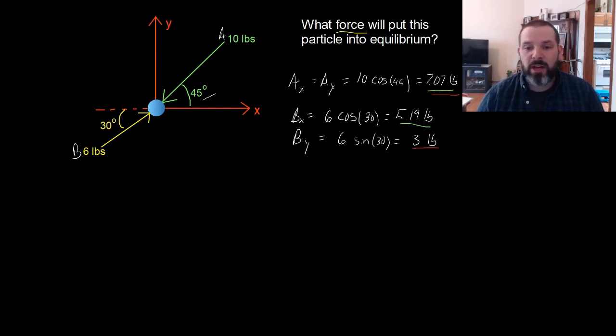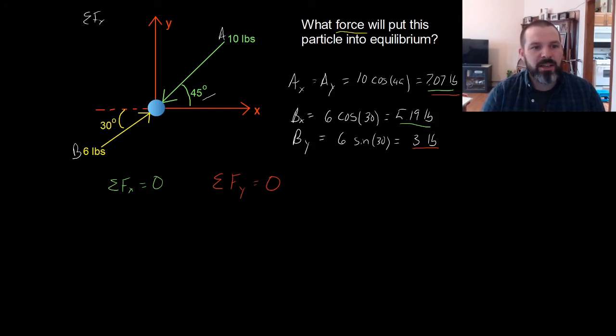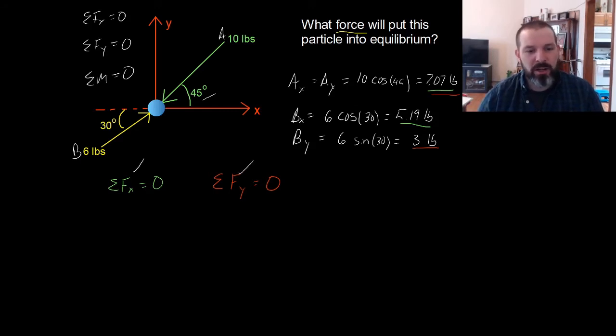So we can write two equations of equilibrium. We can say sum of forces in the x direction must equal 0. We can say sum of forces in the y direction equals 0. Since we're working in 2D, we have three equations ultimately. We have sum of forces in the x have to equal 0, sum of forces in the y have to equal 0, and sum of the moments have to equal 0. So we've talked about forces in the x, forces in the y, but we haven't talked about moment at all.